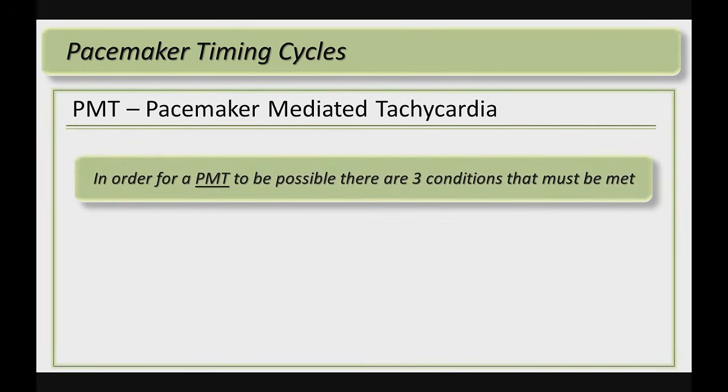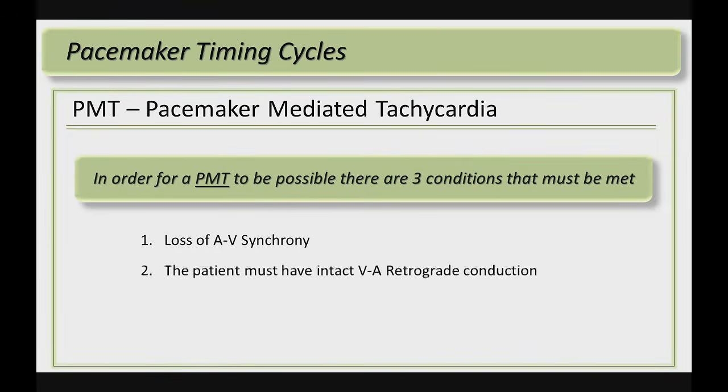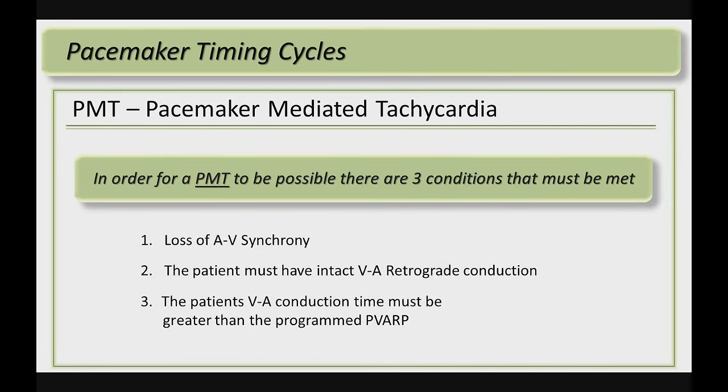In order for a PMT to be possible, there are 3 conditions that must be met. The pacemaker must experience a loss of AV synchrony. The patient must have intact VA retrograde conduction, and the patient's VA conduction time must be greater than the programmed PVARP.